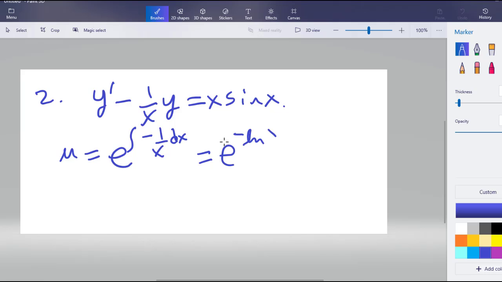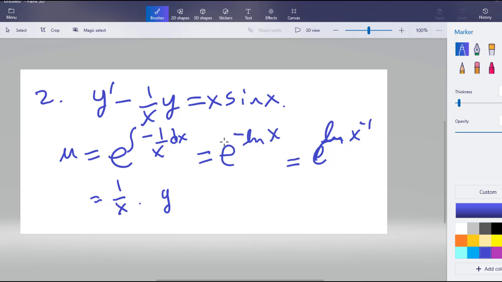We get minus natural log of x. Now you can't just cancel the e and the log, you have to move the negative first. So we need to write this as e to the natural log of x to the power negative 1. This negative 1 can move up as an exponent on the x. At this point, the e and the log cancel, and the integrating factor is 1 over x.